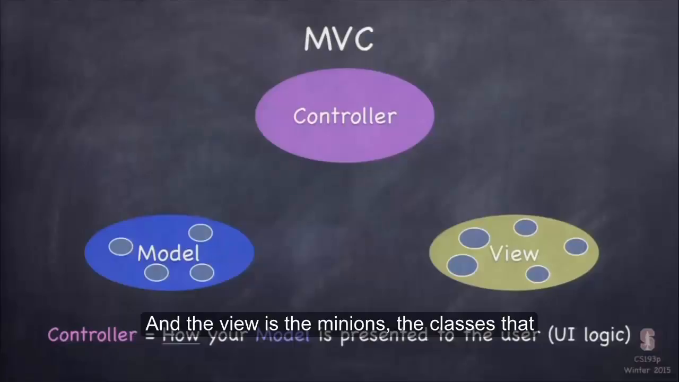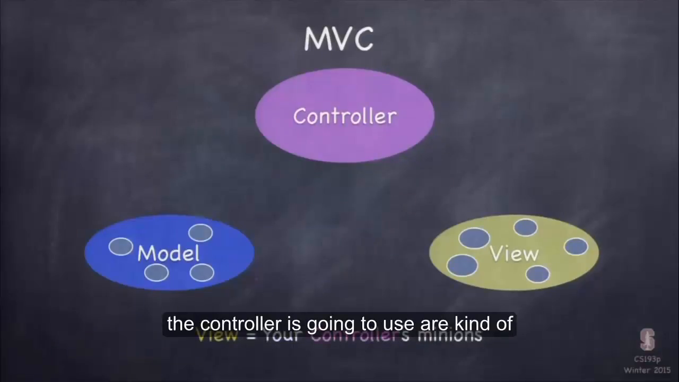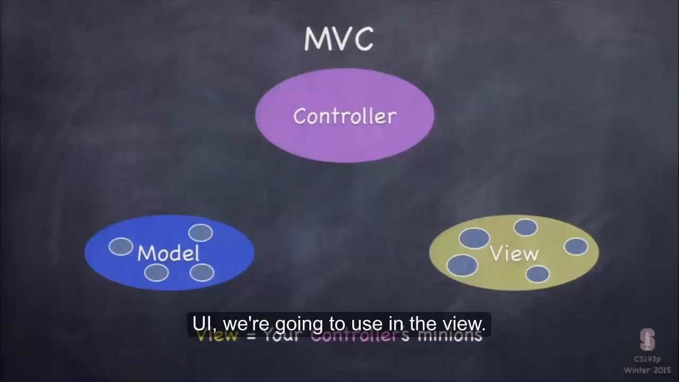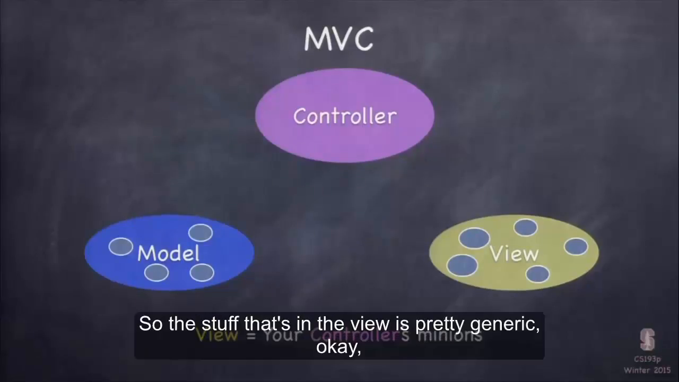The controller controls how the model is presented on screen. And the view is the minions, the classes that the controller is going to use, kind of like the building blocks, the Lincoln logs. I don't know, maybe that's before all of your time, but the things we're going to use to build our UI, we're going to use in the view. So the stuff that's in the view is pretty generic.